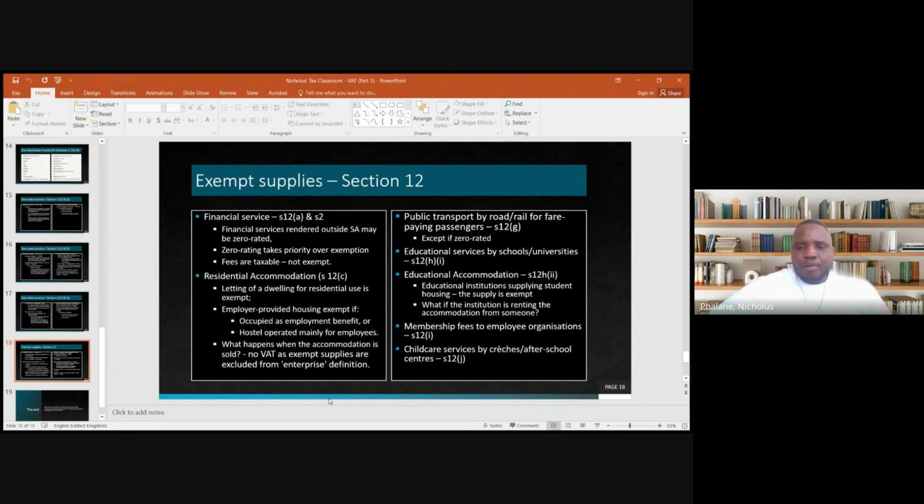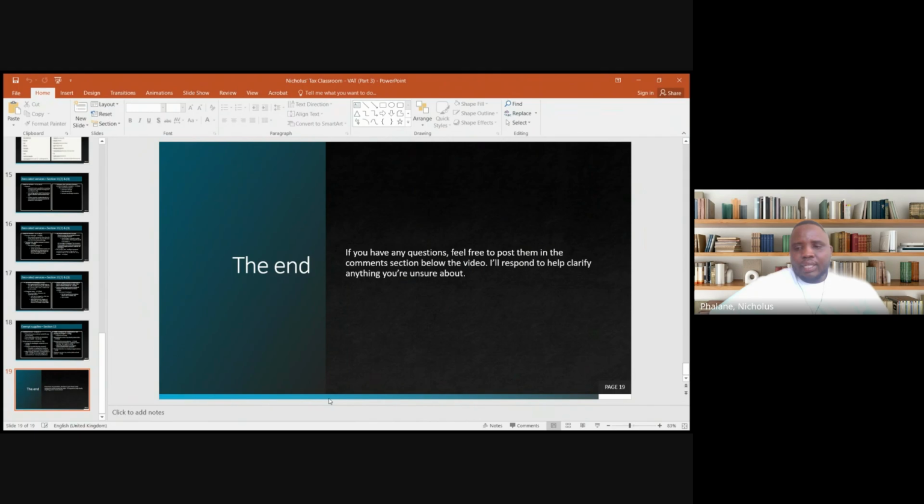Membership fees of employee organizations. All right. They're exempt in terms of Section 12I. All right. Then childcare services by creches and after school centers is exempt in terms of Section 12J. All right. And then this brings us to the end of the session.